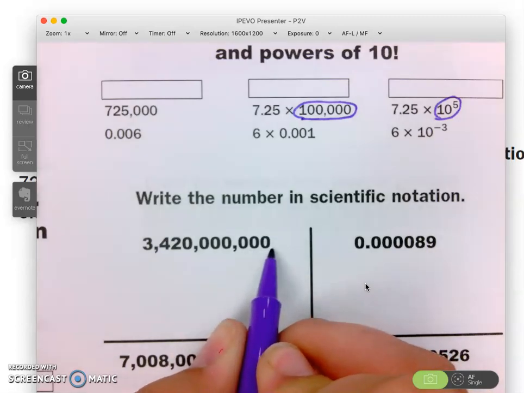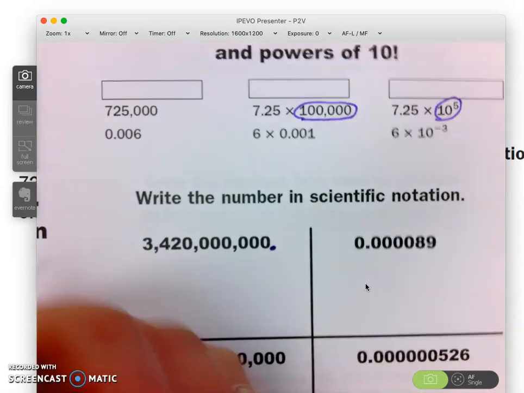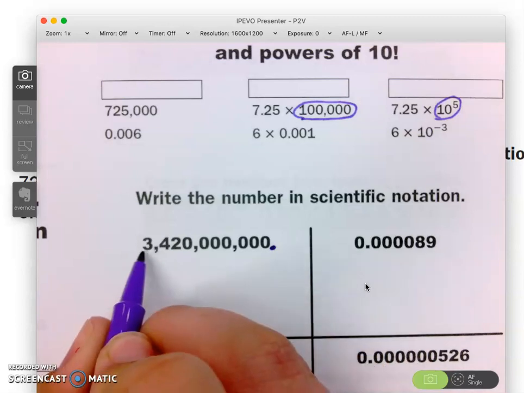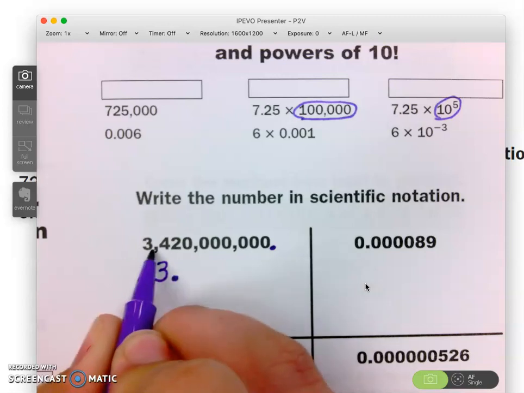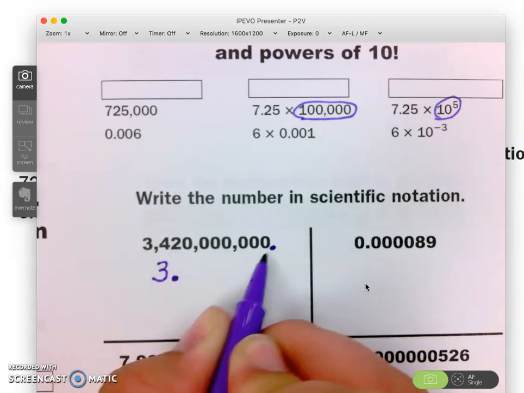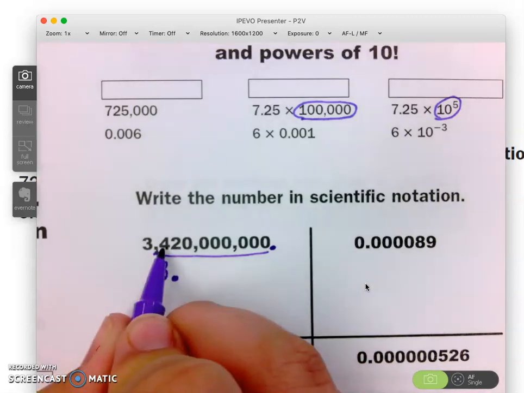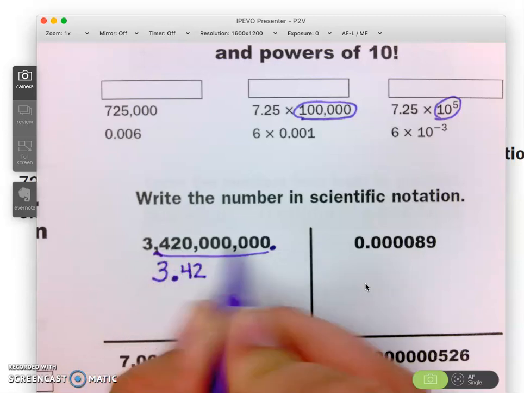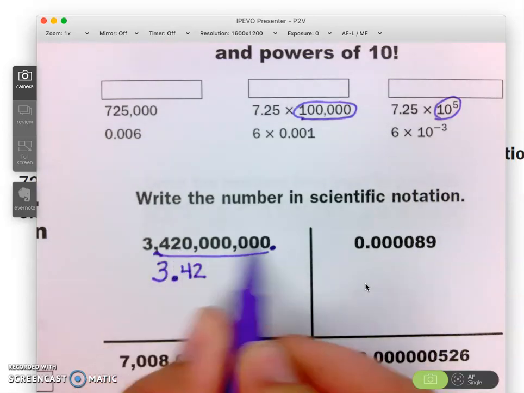My decimal is an imaginary or invisible decimal right now. It's right there at the end of my number. And I need to move it so that I only have one number before. So my decimal, I want to be right here. I want to move it all the way from here all the way to here. But I can't lose these other numbers. And all these zeros, I could write them, but that's just going to take up room, and that's what I'm trying to get rid of.